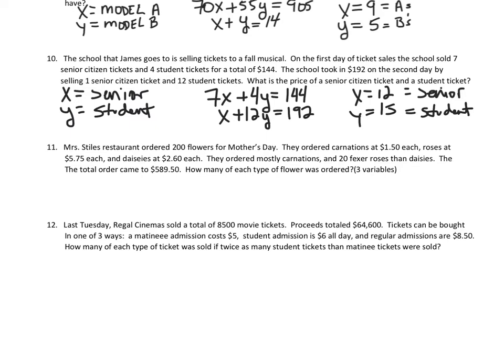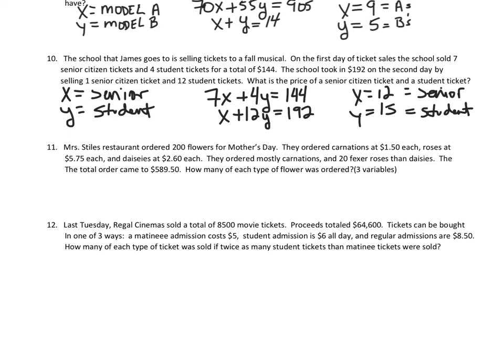Okay, so we just set it up. 7x plus 4y represents this first purchase for the first day, and x plus 12y, so only 1 senior ticket, so x plus 12y equals 192. Put that in the calculator, we get x equals 12 and y equals 15. So the cost for senior tickets is $12, and the cost for a student ticket is $15.